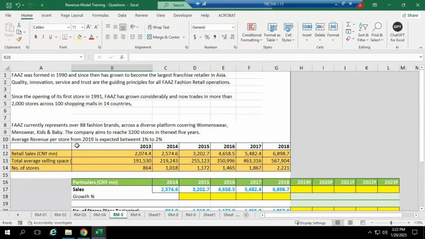Average revenue per store from 2019 is expected between 1 to 2%. Understood? So now this is one case study. FAS was formed. 1 minute.